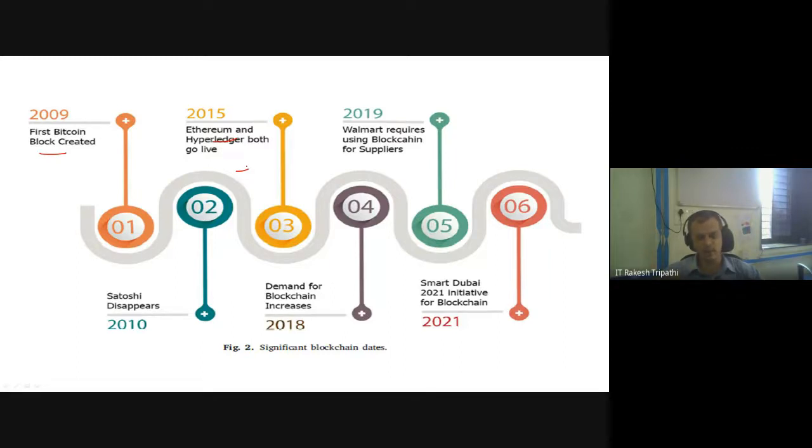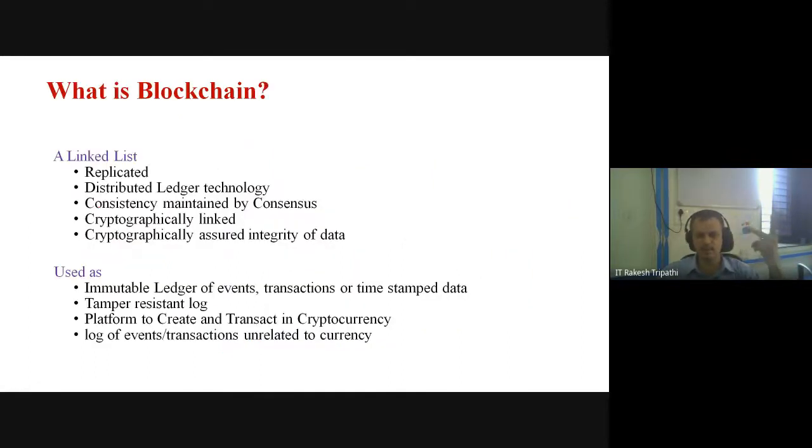There again is a blockchain platform where you can write smart contracts, and on top of that you can write different business applications. And then the demand for blockchain increased in 2018. Walmart is using it. There is Estonia, a country that has shifted its entire healthcare record onto blockchain. It started with cryptocurrency, but now people are finding ways to use blockchain in other application areas, maybe healthcare, maybe industrial automation, smart cities. People are trying to use it.